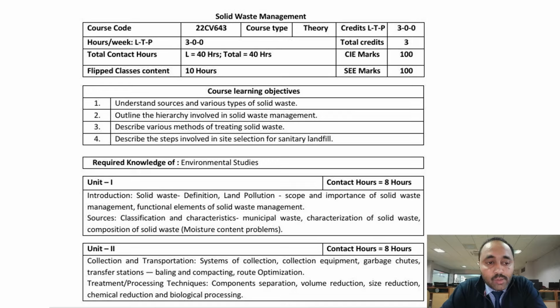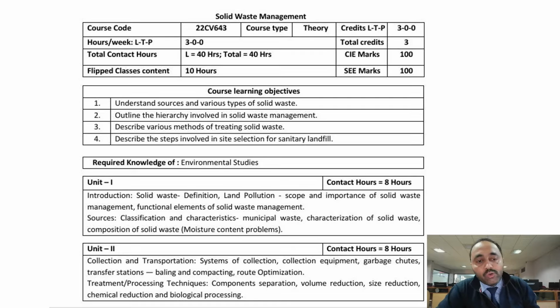Later you are going to take the sub-category, that is sources, classification and characterization, and how you are going to solve problems related to energy and moisture content, that is, composition of solid waste. And basically in this unit 1 you are going to concentrate more on the different case studies of the regional locality that you are going to consider.